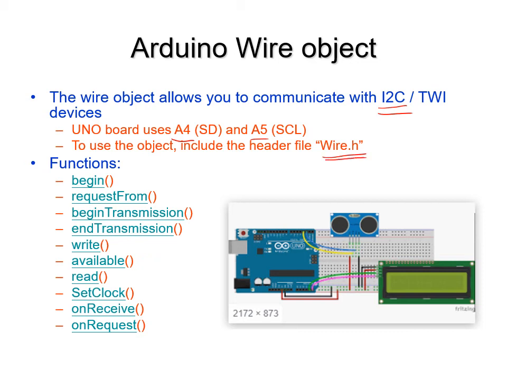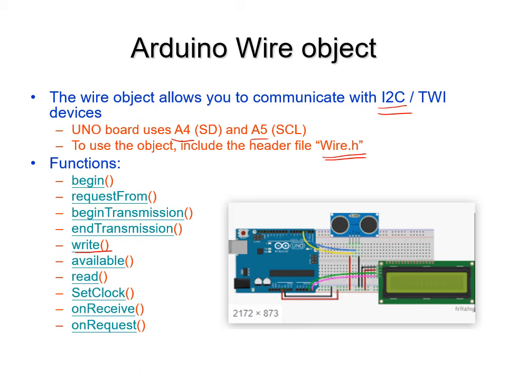And you can see we have some function implementations. We have begin. Begin means initiate the Wire library and join the I2C bus to become a master or a slave. Request from is used by the master to request bytes from the slave. Begin transmission is going to transmit the data to the slave. And after you complete the transmission, you may call end transmission. And you can have write, to write data to the slave.